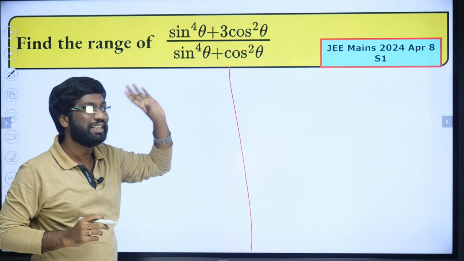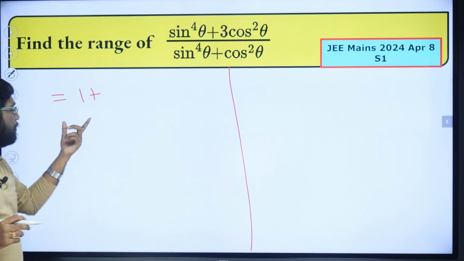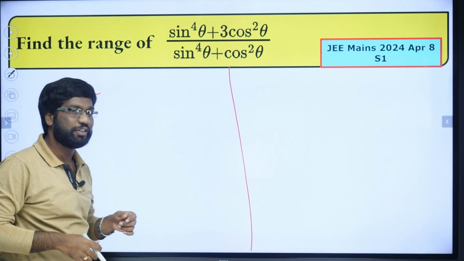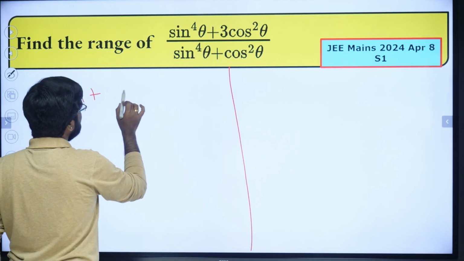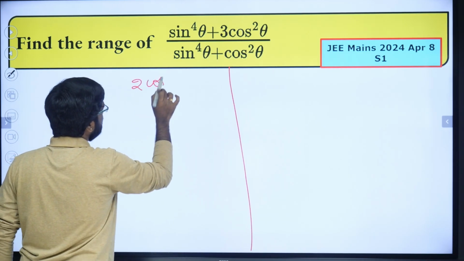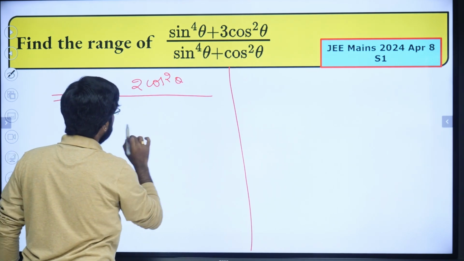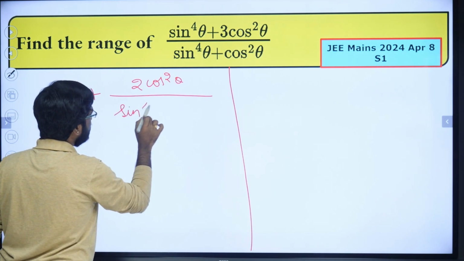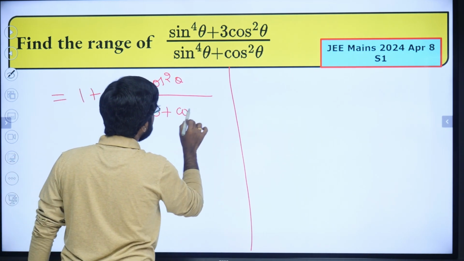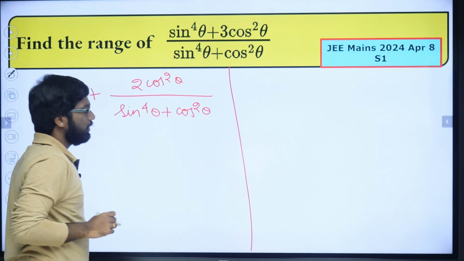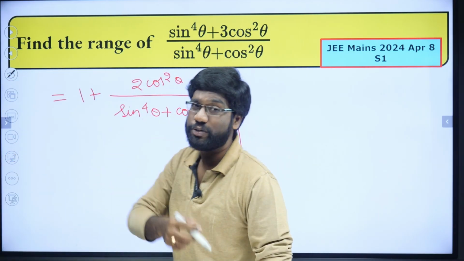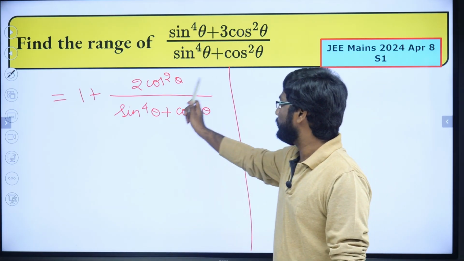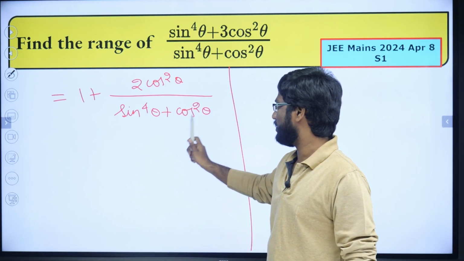Whenever they give this kind of trigonometric problem, try to make the form into 1, because 1 helps us in so many ways. Now here, 2 cos square theta divided by sine power 4 theta plus cos square theta. You might think, sir, how did you do this all of a sudden? By practice you can also do it. So 2 cos square theta divided by sine power 4 plus cos square theta.